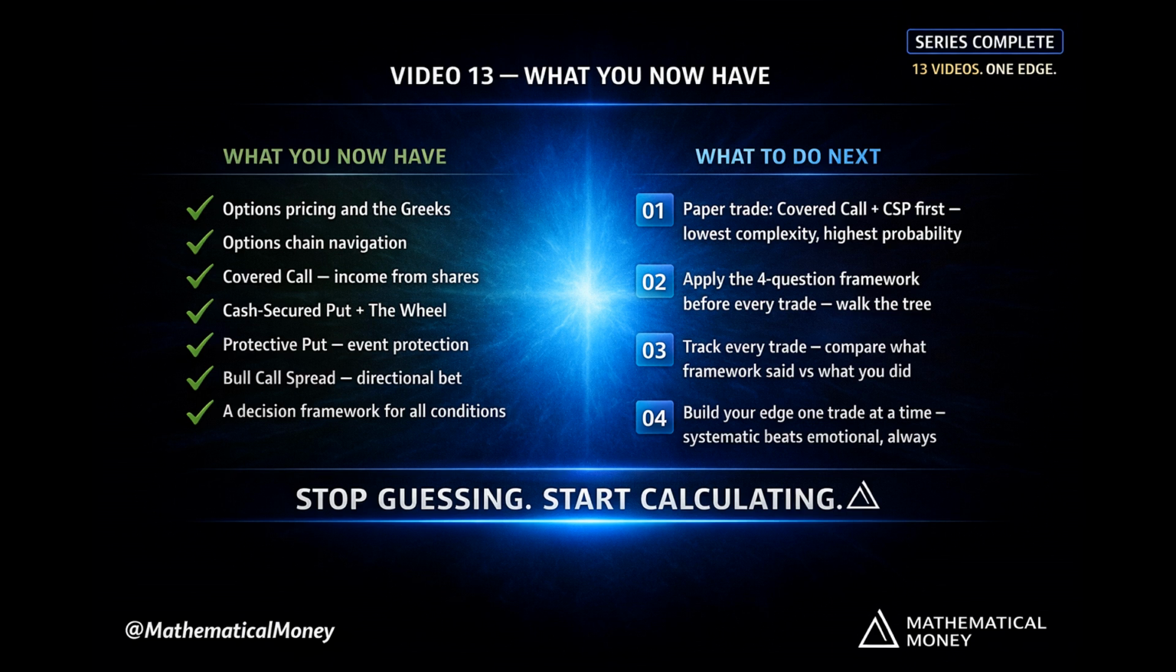From here, practice each strategy in paper trading before committing capital. Start with the covered call and the cash-secured put, the lowest complexity, highest probability strategies in the toolkit. Track every trade. Review what the framework told you to do versus what you did. Close the gap between those two over time. That is how an edge is built. This is mathematical money. Stop guessing, start calculating.